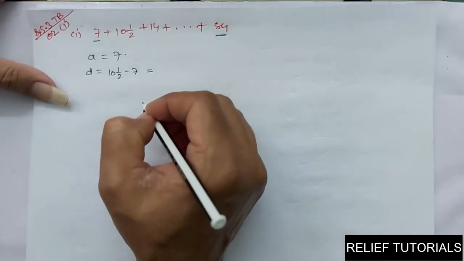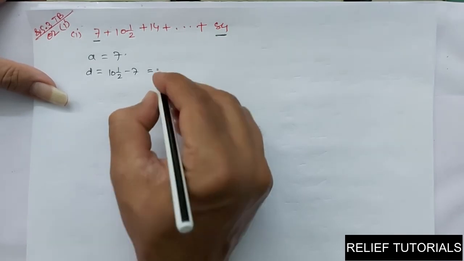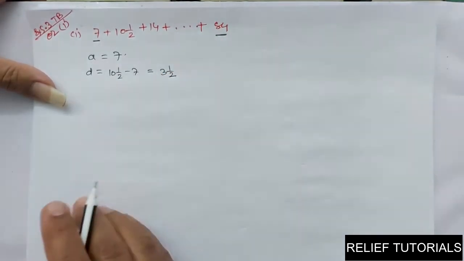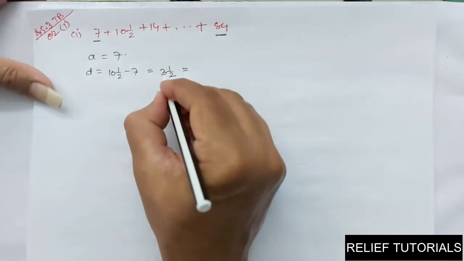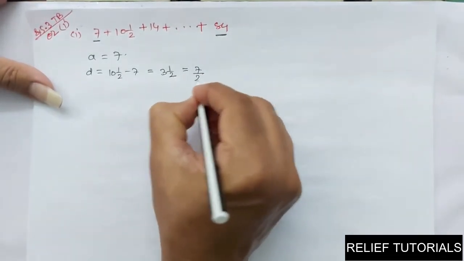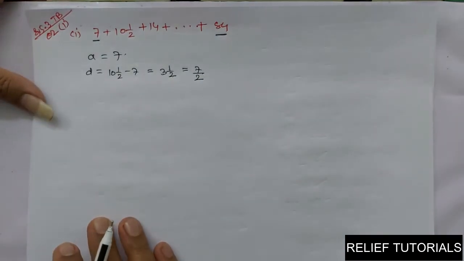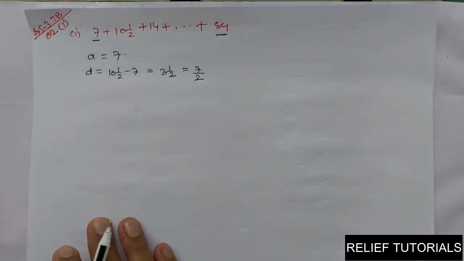You will get 3.5. The answer is 3 and a half. Here the difference is 10 and a half minus 7, which is 3 and a half. 3 and a half means 3 into 2, 6, 6 plus 1, 7 by 2. Have you got it? So the difference is 7 by 2.